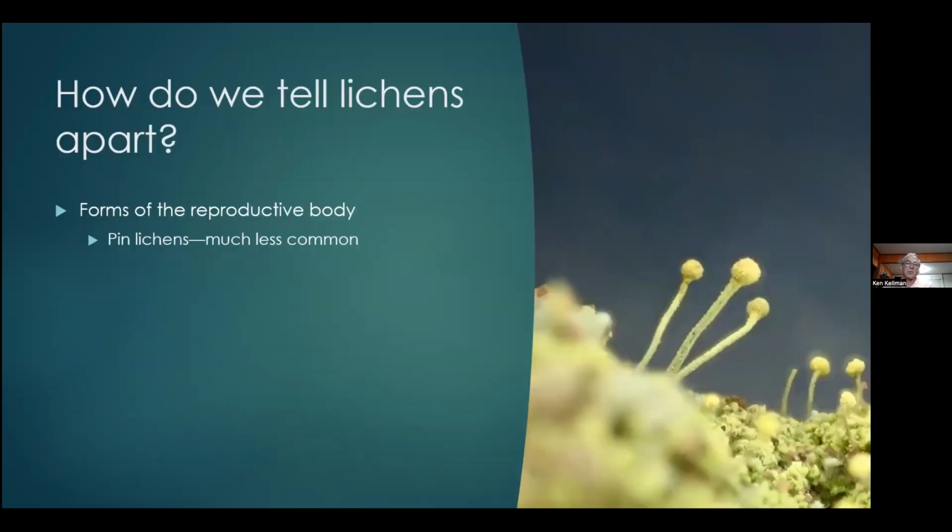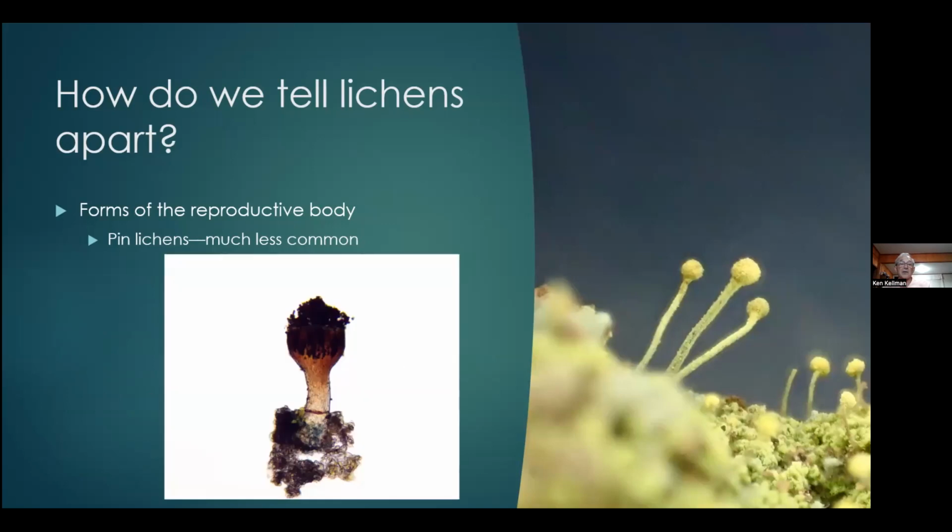Another sexual reproductive form is the pin lichens, and these are much less common, and they're really a lot of fun to find. In these, the ascus dissolves itself before the spores are fully formed, and so you get this little ball on top of a stick that's almost entirely pure spore, and under the microscope, they look like this.